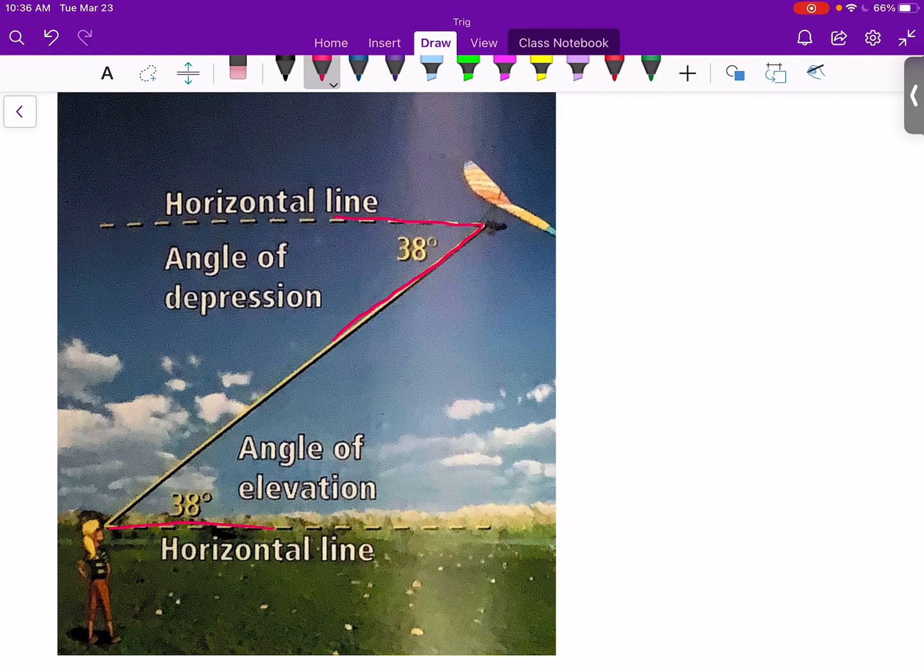Since they are both using a horizontal line, and our horizontal lines are parallel, our angle of depression and our angle of elevation are actually alternate interior angles. So they will almost always be congruent.